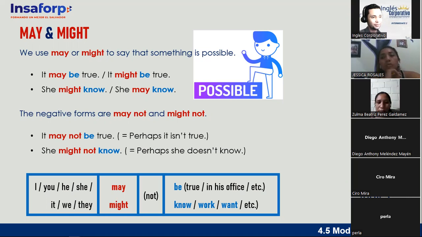Should is one. We have may, might, should, what else? What other modals are there? Will. Will, okay, will is another one. Any other modals? Could, okay, would, correct. All those are modal auxiliaries.